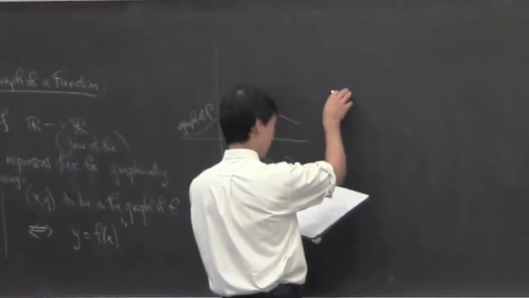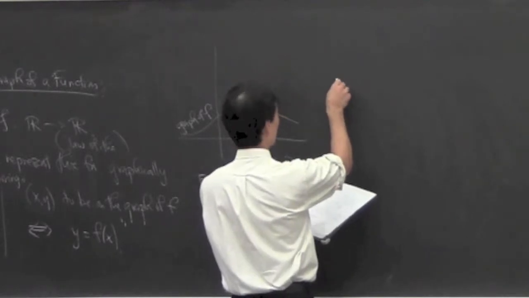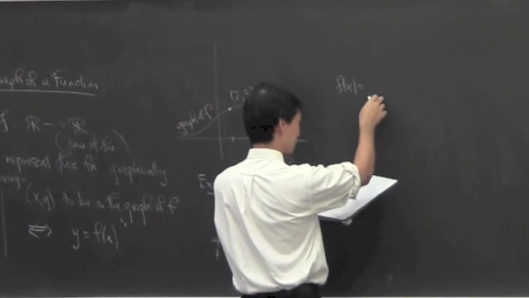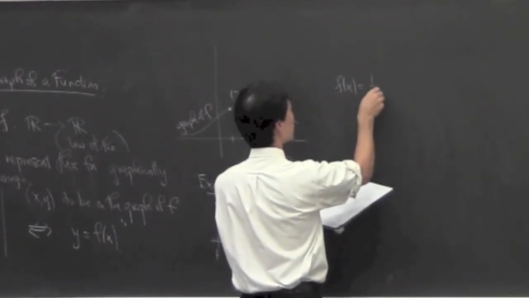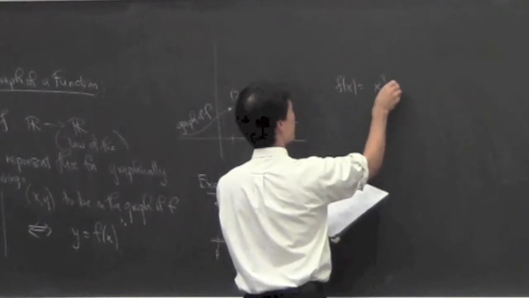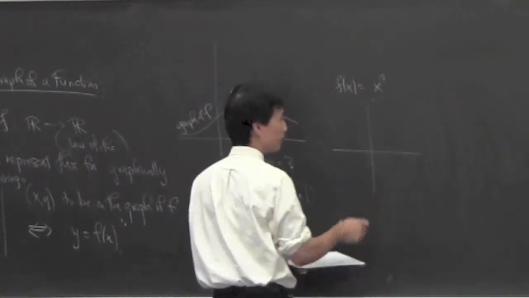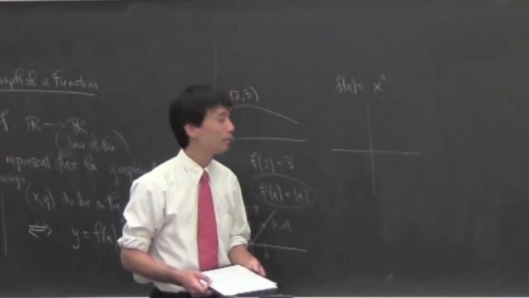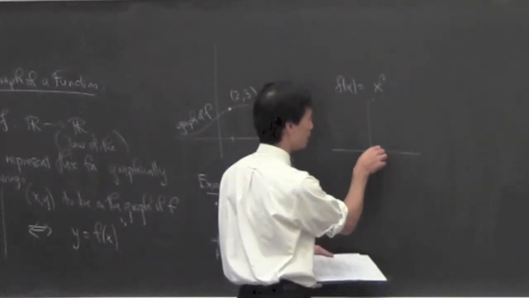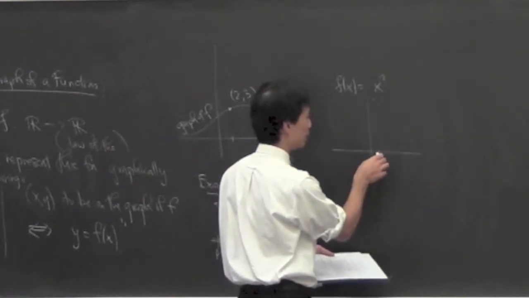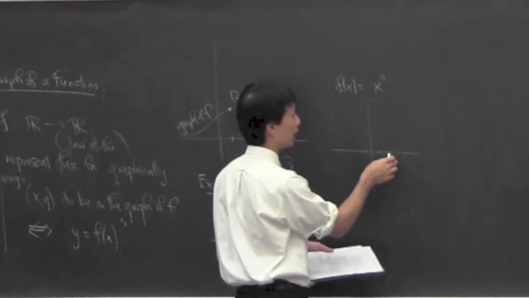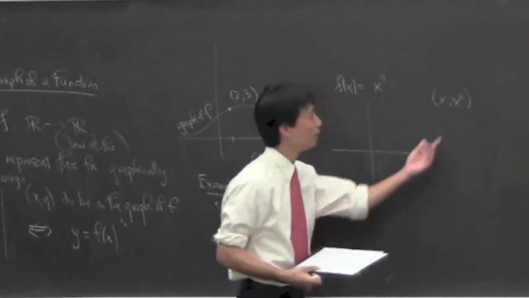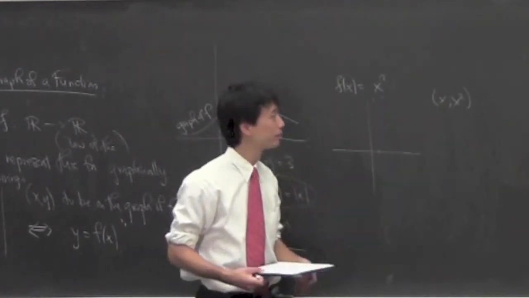Let's see. The function f of x equals, say, 1 over x. No, let's do x squared. f of x is x squared. And you sort of know what it looks like. It's a parabola. The graph is going to look like points where the y value is always going to be the square of the x value.